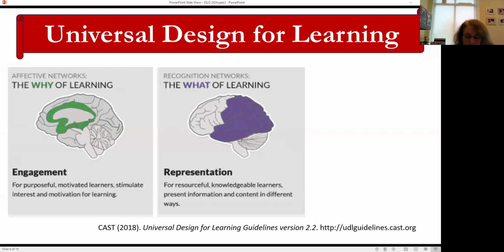Let's move on to the recognition networks, which focus on the what of learning. And in UDL, we call this representation. A simple way to think about representation is instruction in all of its forms. You can see in the image, the purple part of the brain is active when representation is the focus of learning. The idea behind representation is that students have access to multiple ways to master the course content.